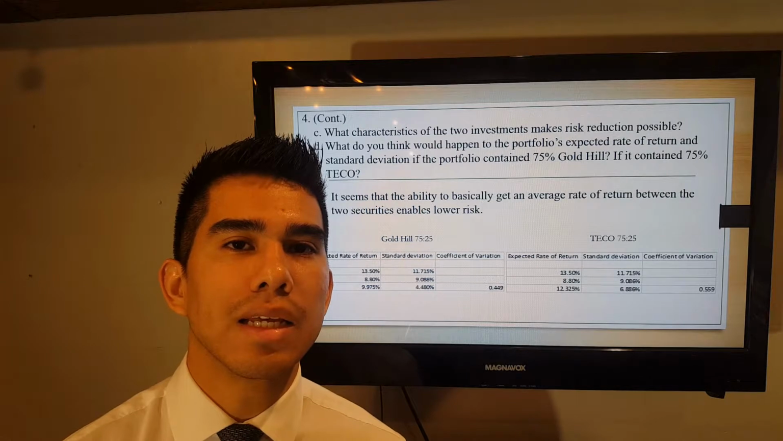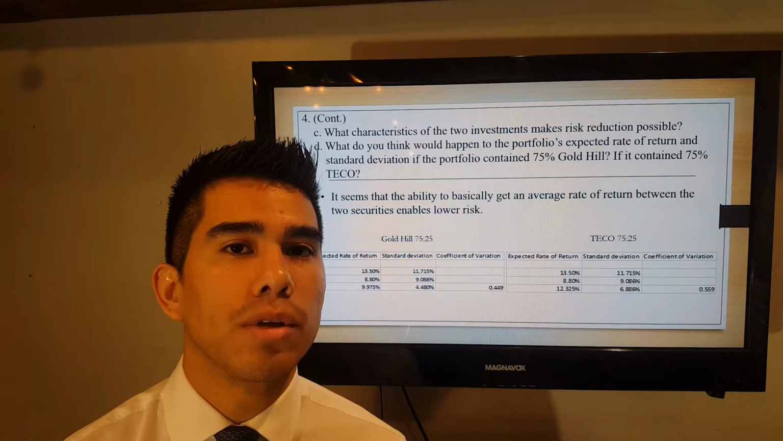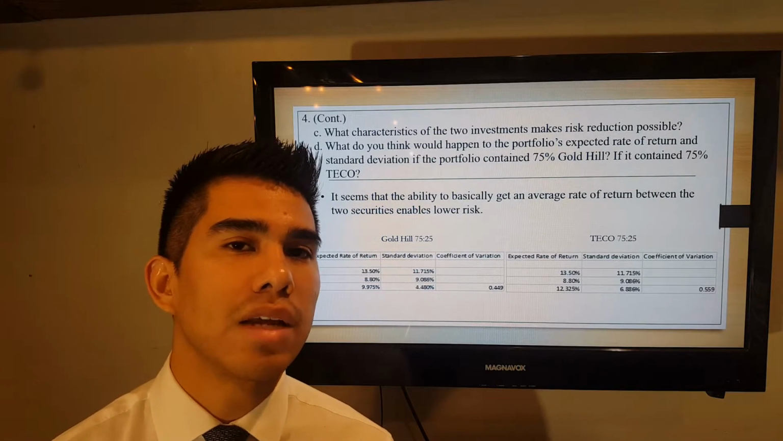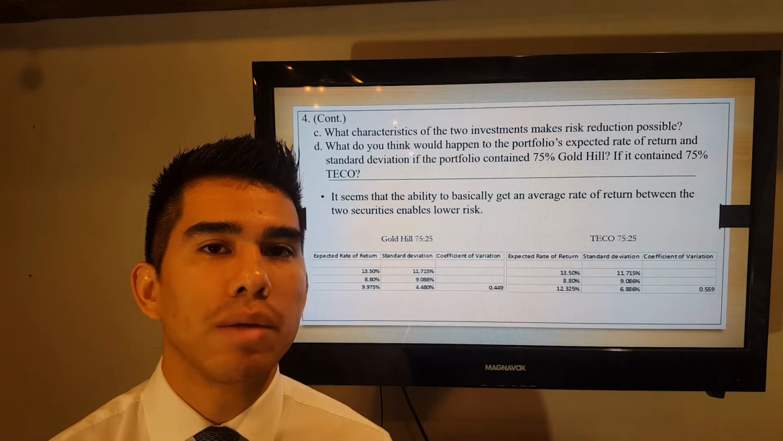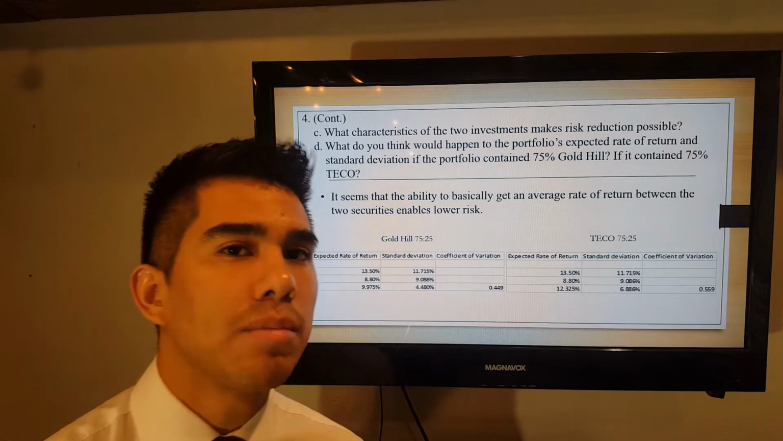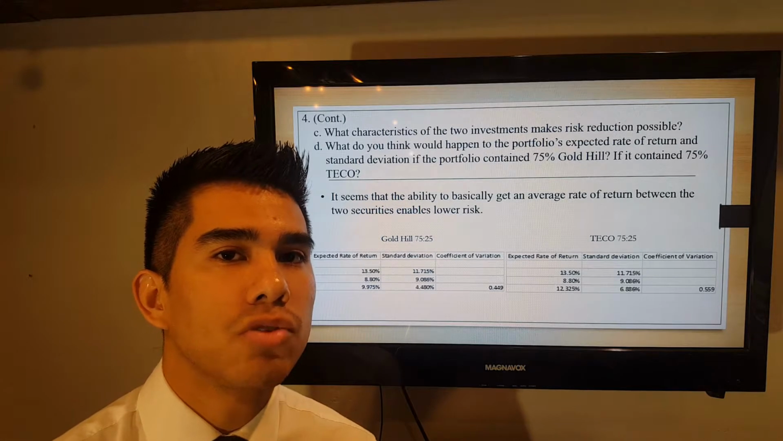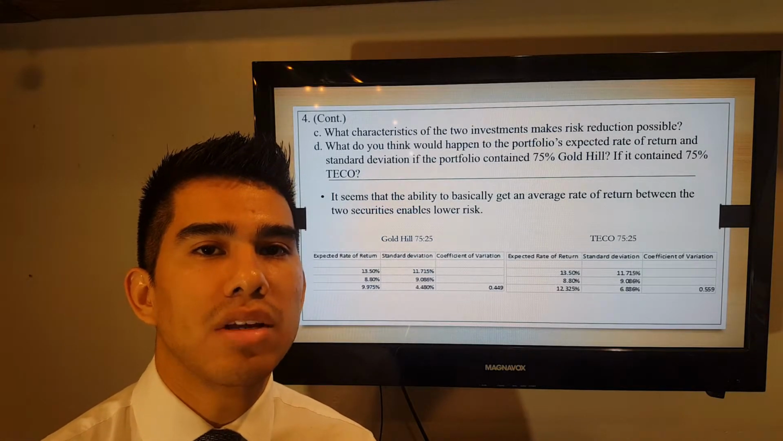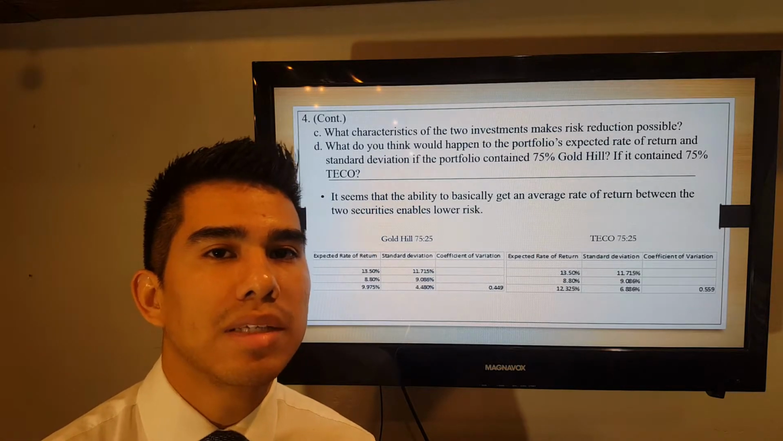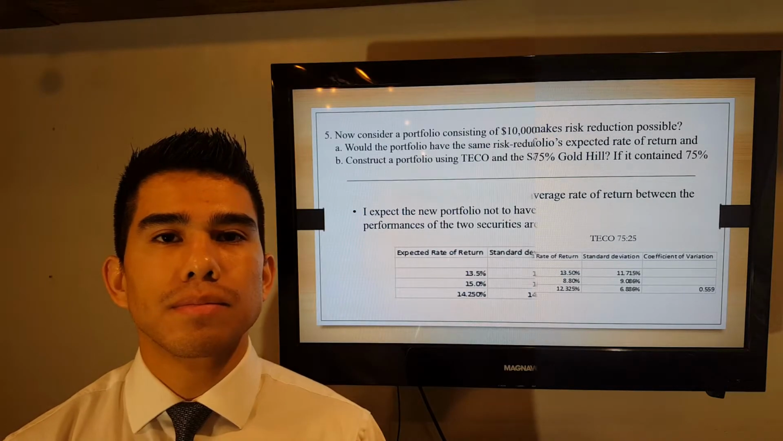We can see that the expected rate of return of a 75% weighted Gold Hill portfolio would give us an expected rate of return of 9.975 and a standard deviation of 4.48%. Now we go ahead and take a look at the TECO 75% weighted portfolio, and we see that the expected rate of return is 12.325 and the standard deviation is a 6.886%. And this makes sense because taking on more risk gives you more expected return.